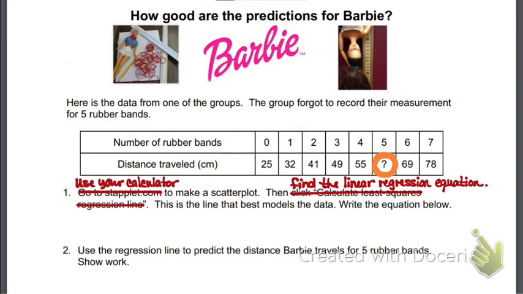I need help. You need help? All right, so go up to the name of the list. Go up until you're highlighting where it says L2. There you go. Now hit clear and enter. And then you can enter those distance values. Don't put a value in for 5.